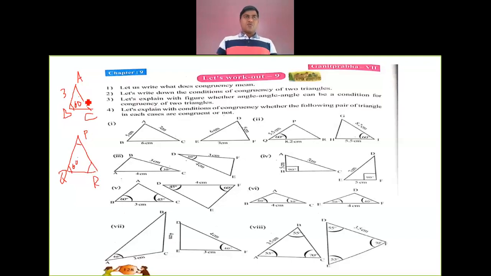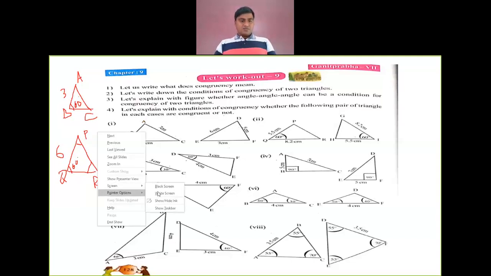But ABC is the smallest. The triangle ABC is included in the triangle PQR. In triangle ABC each side equals 3 centimeter, and in triangle PQR each side equals 6 centimeter. So triangle ABC and triangle PQR cannot overlap each other. So therefore angle cannot be a condition of congruency of two triangles. Clear?